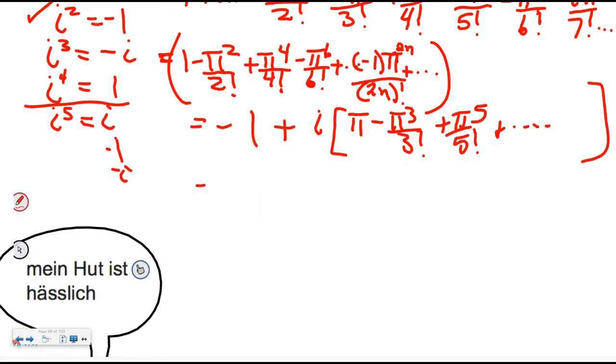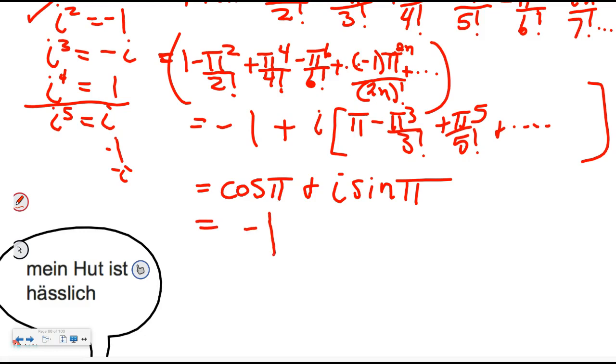Here's what I have. It was actually cosine pi plus i sine pi is really what I had. Do you agree with me? What is cosine pi? There it is. What's sine of pi? Okay, that's gone. So here's what I have. e to the i pi actually equals negative 1. Euler's identity is e to the i pi plus 1 equals 0. So it's because of the series expansions that this happens.